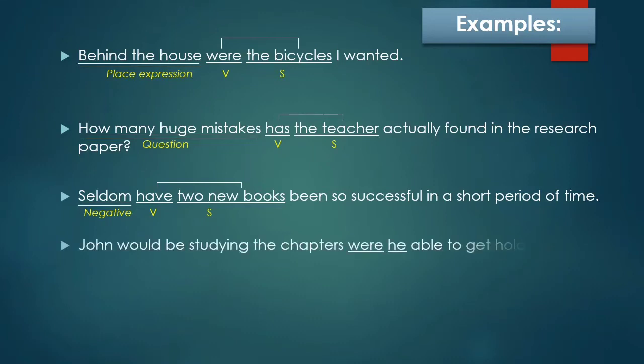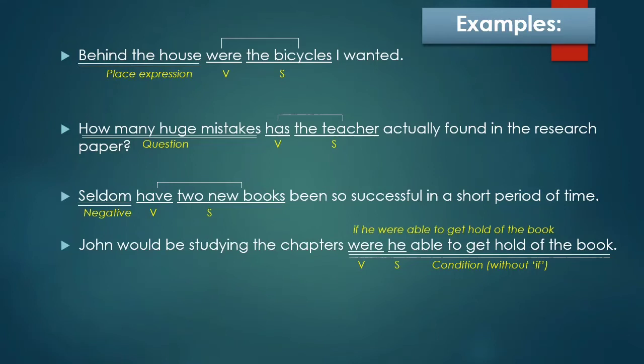The next example, John would be studying the chapters were he able to get hold of the book. Kalimat ini merupakan conditional tanpa if. Kalimat sesungguhnya adalah John would be studying the chapters if he were able to get hold of the book. Setelah if-nya dibuang, maka verbnya dibalik dengan subject, were he. Untuk conditional if, subject he menggunakan verb were. John would be studying the chapters were he able to get hold of the book.